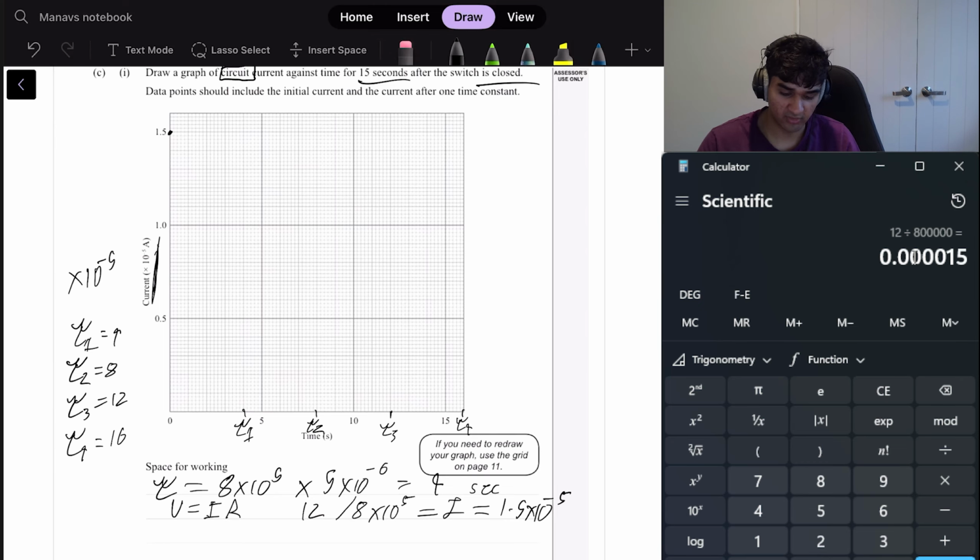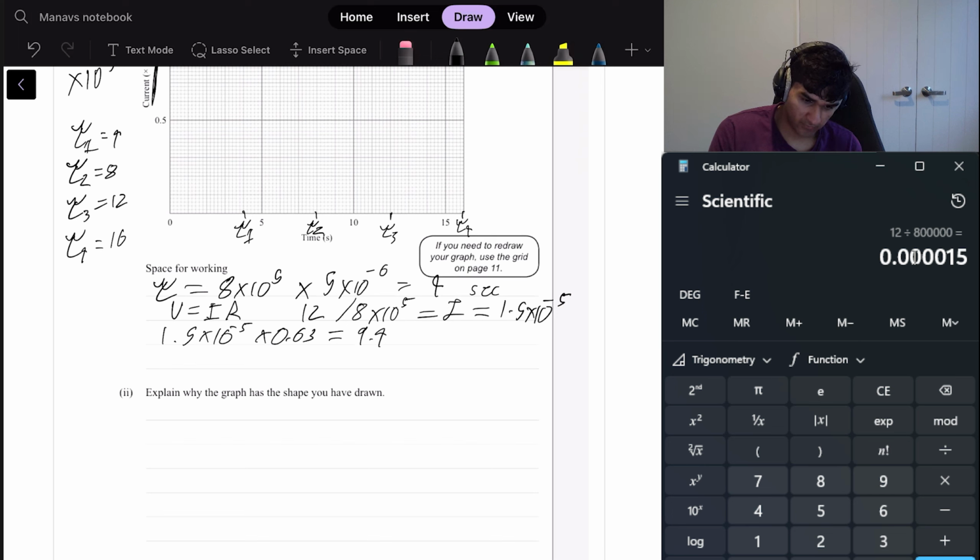1.5 times 10 to the negative 5 times 0.63. This is an extra step, but I find it way easier. So I get 9.45 times 10 to the negative 6. Actually, you don't need amps for that one. And then we go 1.5 times 10 to the negative 5 minus this answer.